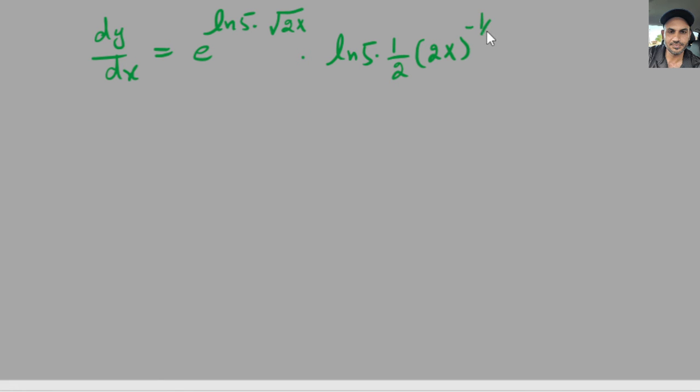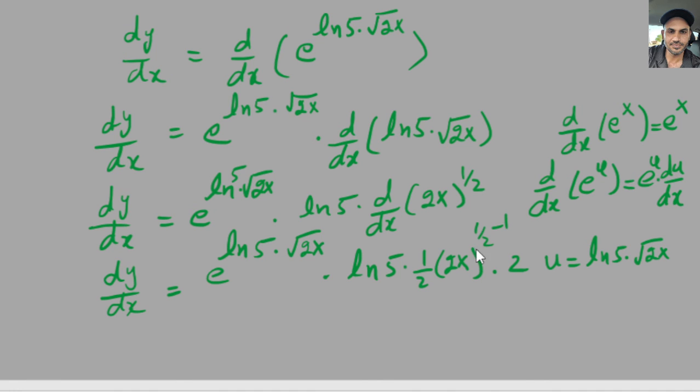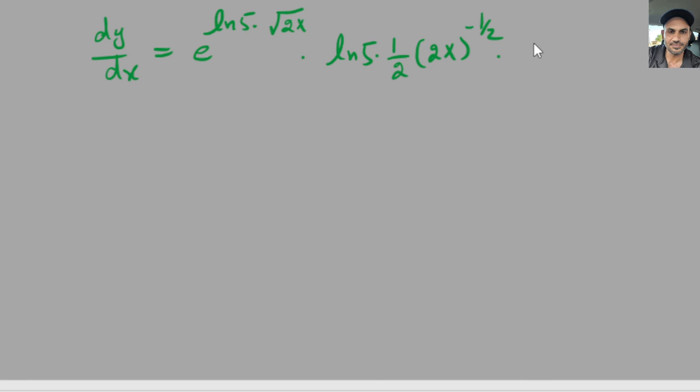Okay, so we get dy over dx equals e to the ln of 5 times the square root of 2x, times ln of 5, times 1/2, times 2x to the negative 1/2. Okay, the reason I got negative 1/2 is I subtracted 1 from 1/2, so this would turn into negative 1/2, times 2, the derivative of the inside. Okay, now we can actually make a substitution for this right here.